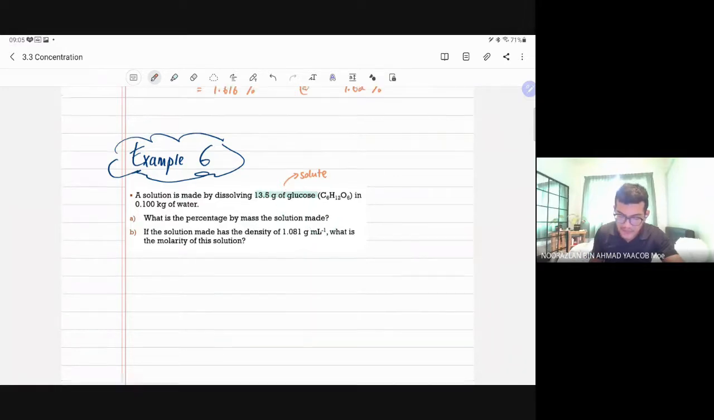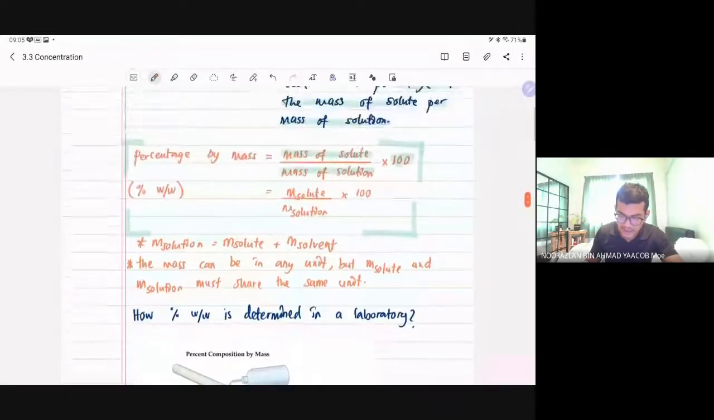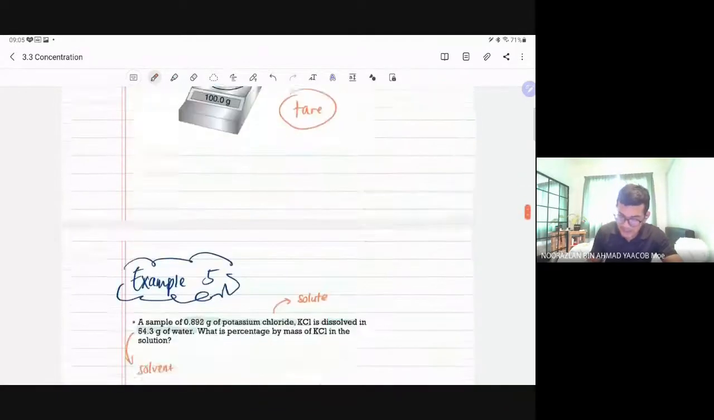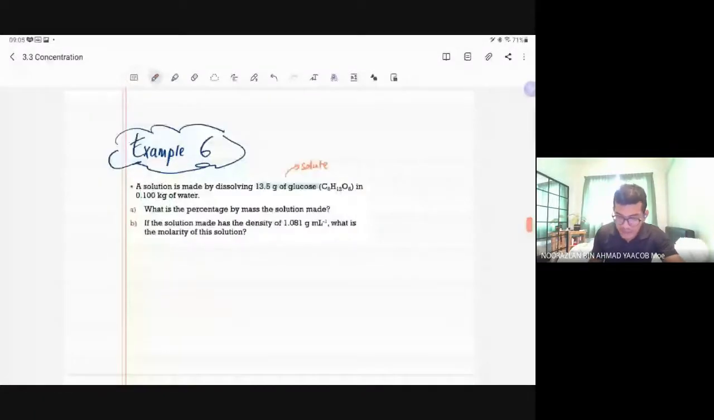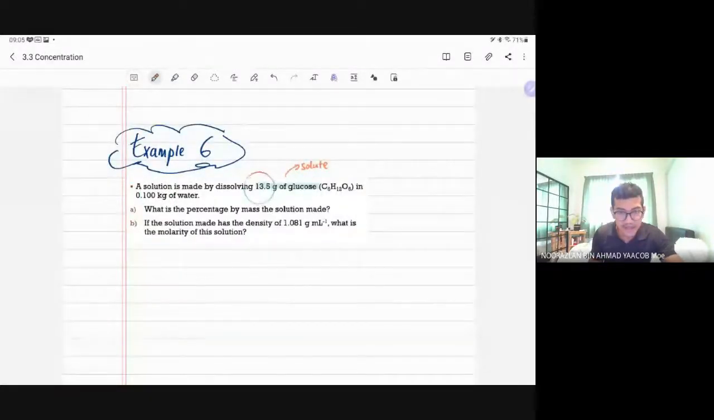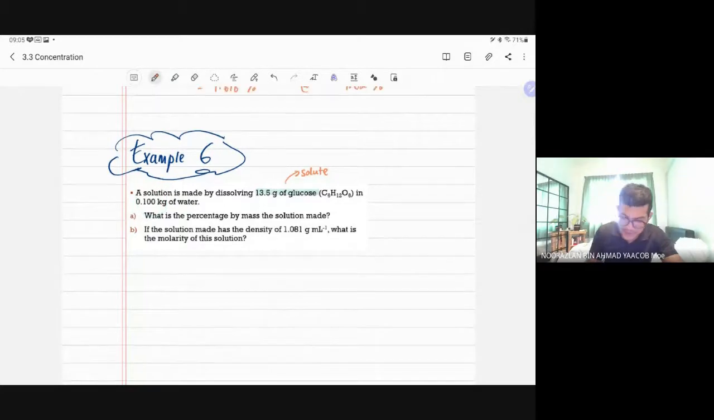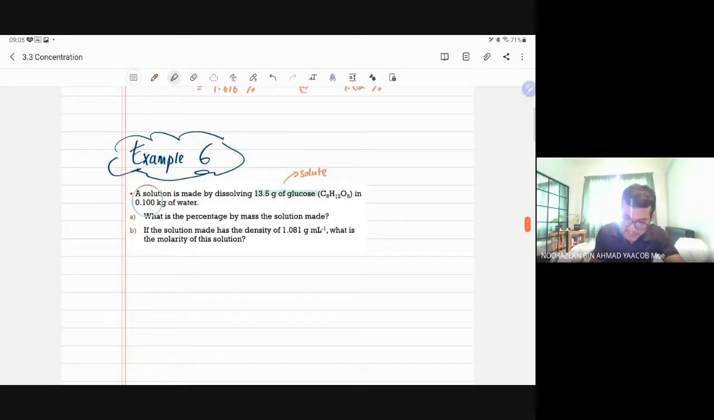Kita kena ingat ya, kalau kita buat percentage by mass, mass dia boleh unit apa-apa, tapi dia kena unit yang sama. Maksudnya atas dengan bawah mesti sama unit dia. Barulah dia akan cancel out untuk dapatkan percentage. Jadi dekat sini, dia bagi dalam bentuk kilograms. So kita ini tukar kepada kg ataupun ini kita tukar kepada gram. Lagi senang ini tukar kepada gram lah. Okay. And this is the solvent.